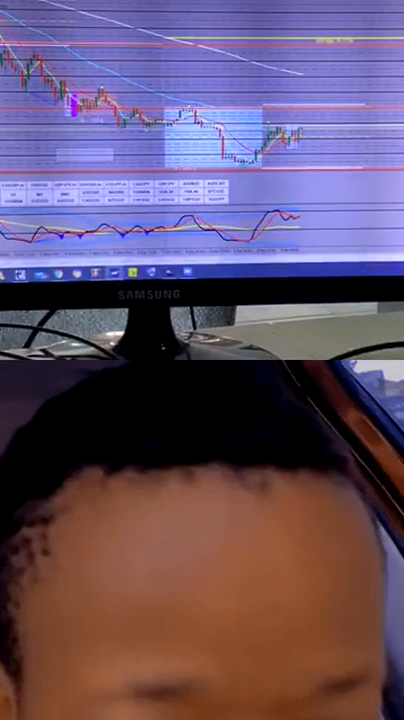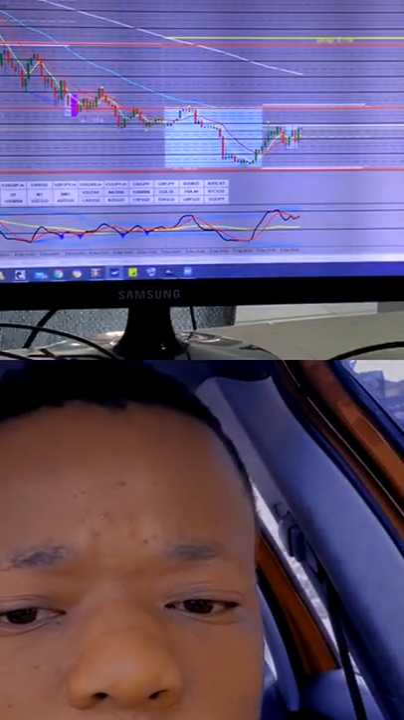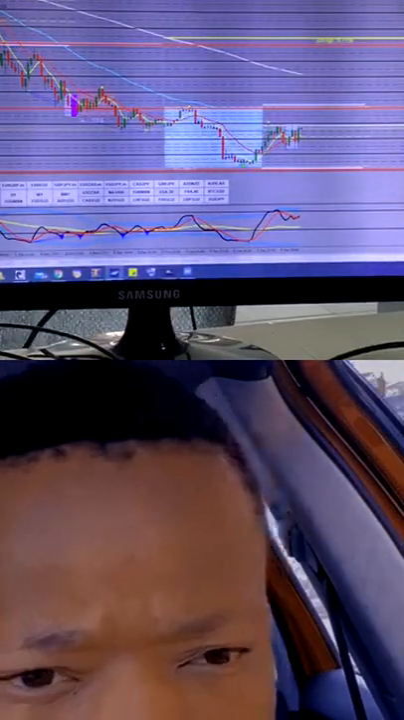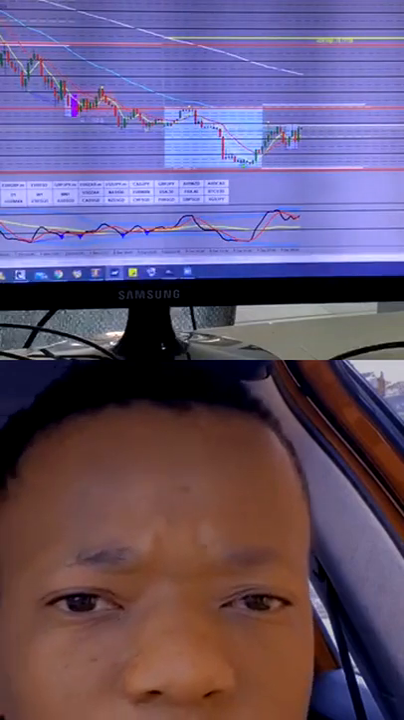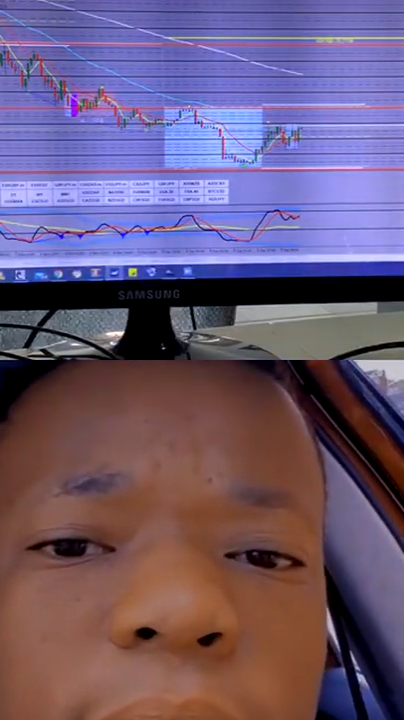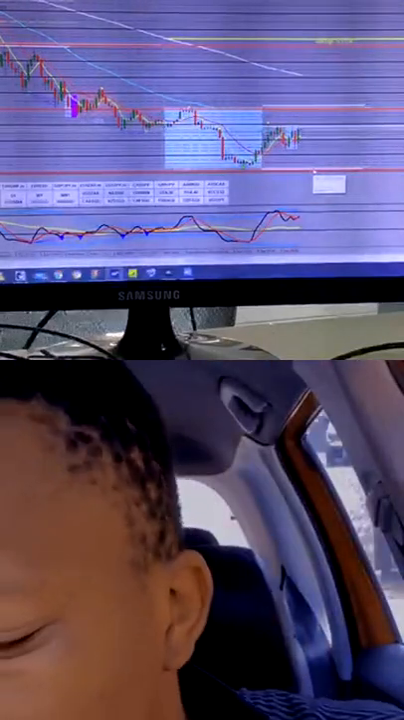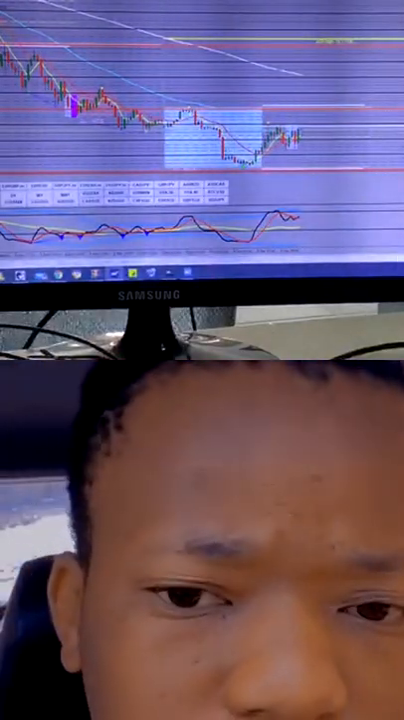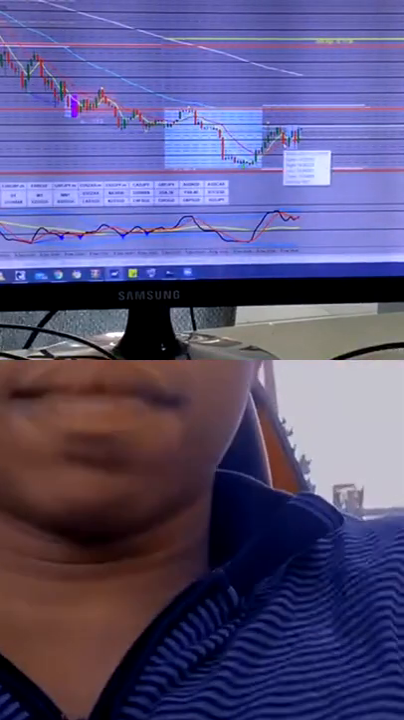Now, for now, I think I'm going to take a buy on USD ZAR. I'll tell you why. One, I'm a market maker student, so the way I trade is based on the market makers. Based on that, right now I'm looking at a peak formation low coming out of the Asian session.